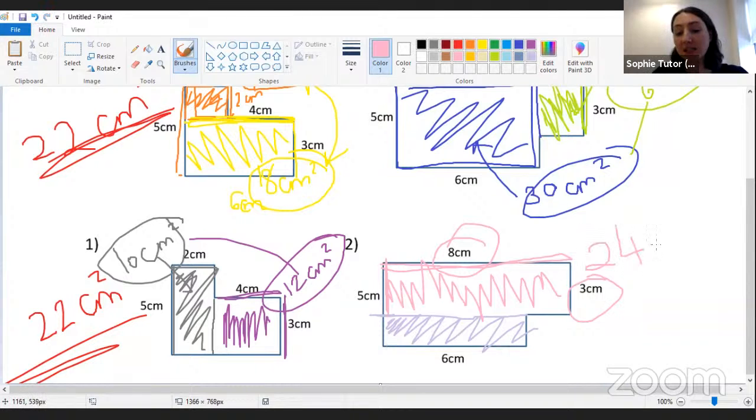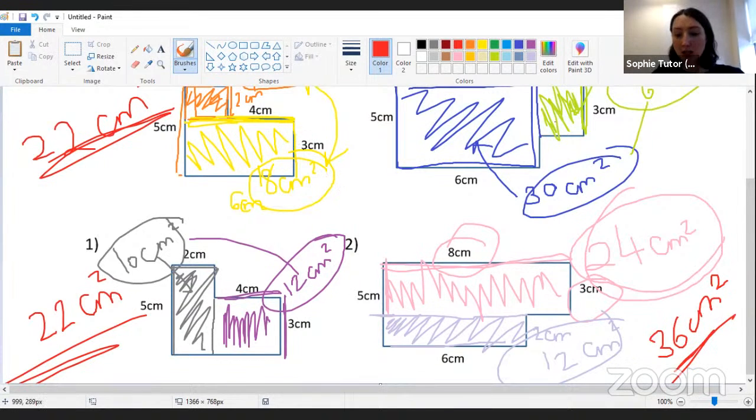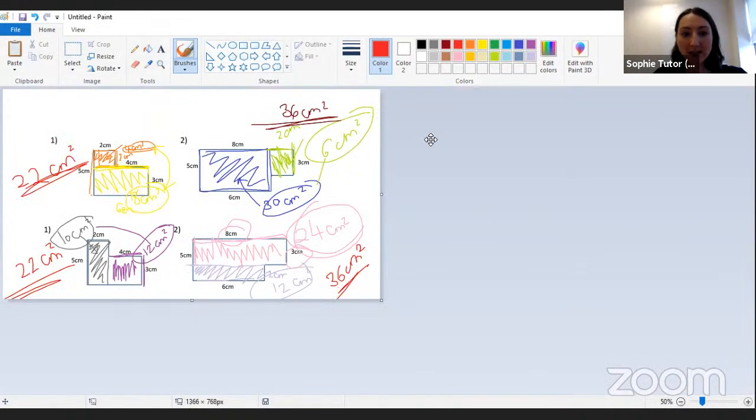That gives us 24 centimeters squared. My writing is getting bigger and bigger. And then we would do the area of this bit, which is 6 centimeters times the height, which is 2 centimeters. So 6 centimeters times 2 centimeters is 12 centimeters squared. So then we would do 24 plus 12, which gives us 36 centimeters squared. So it doesn't matter which way you're breaking it down in terms of the shapes. We get the same answer either way.